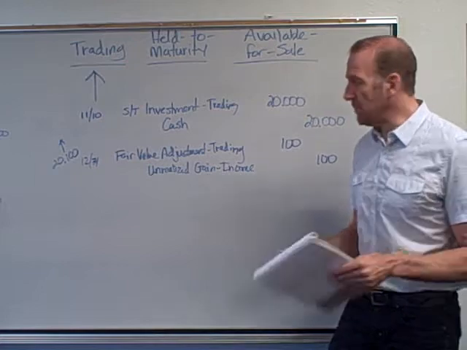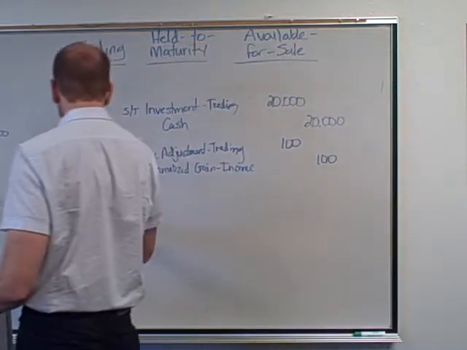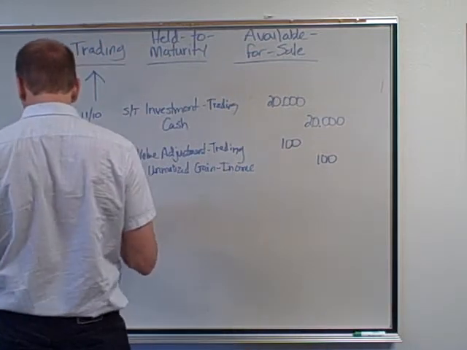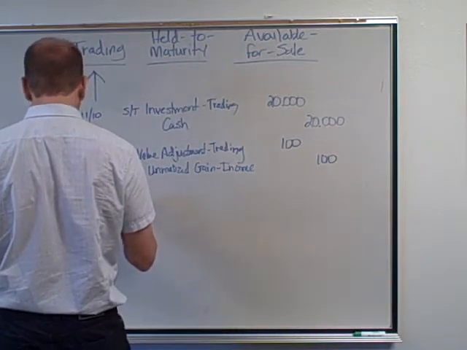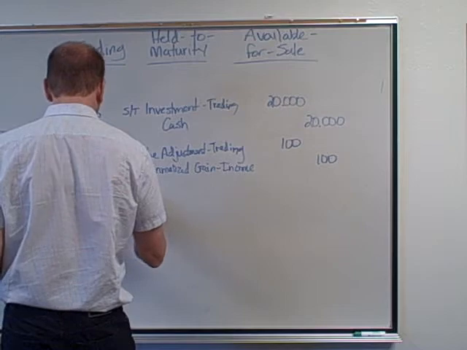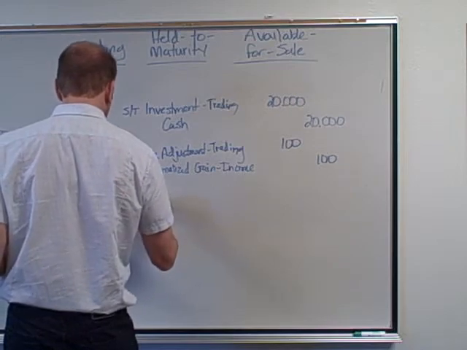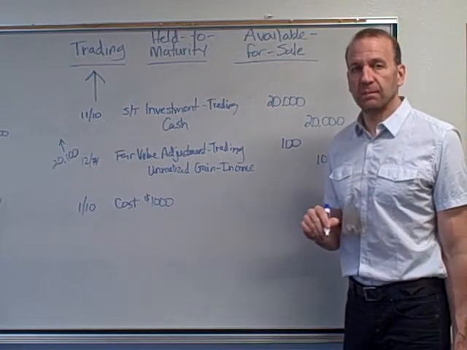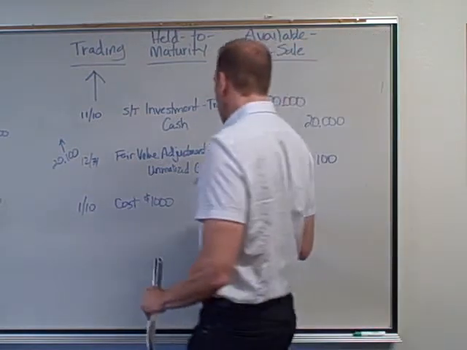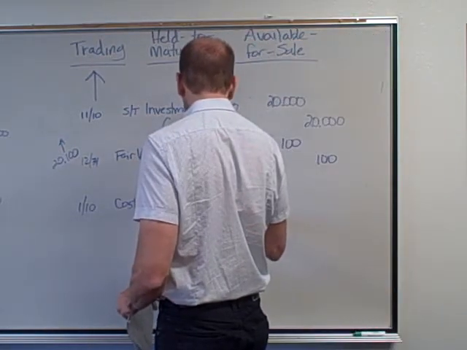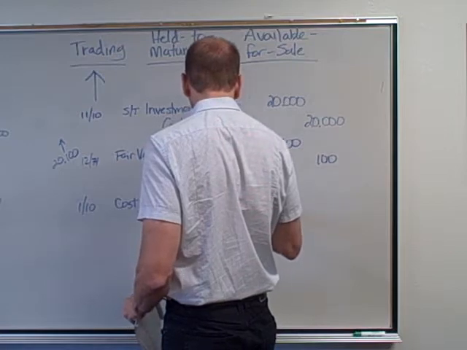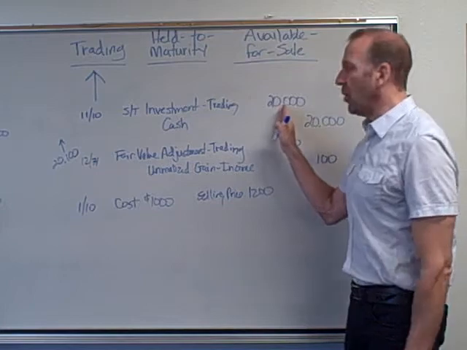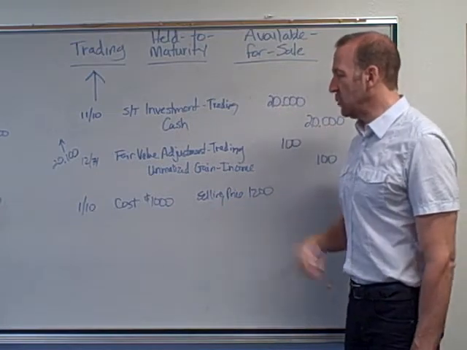Okay? What happens then in January? Let's say January 10th, we sell part of this. We sell $1,000 worth of our $20,000 trading investment. Okay, we sell $1,000, and let's say the selling price on those securities is $1,200. Okay, so we're just selling a portion of these on January 10th.